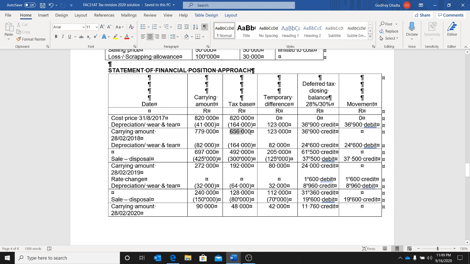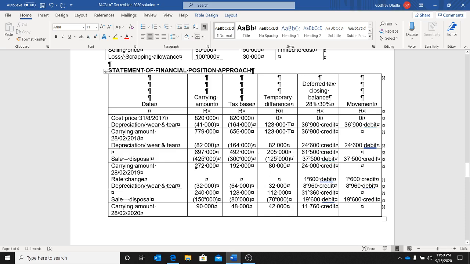If this one is lesser than this one, it means this 123 here is taxable. I'm going to put a T, but you know taxable means a liability. So in the balance sheet you must have a credit, which is a liability of 36, right? Now your movement is that one, which is T, right?